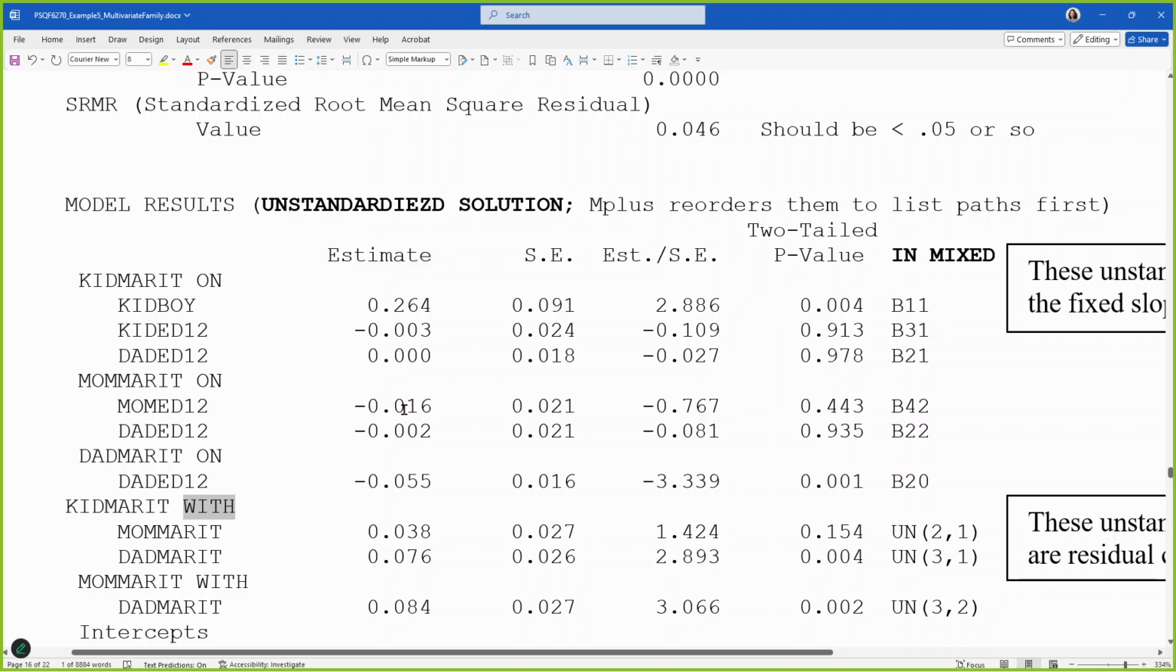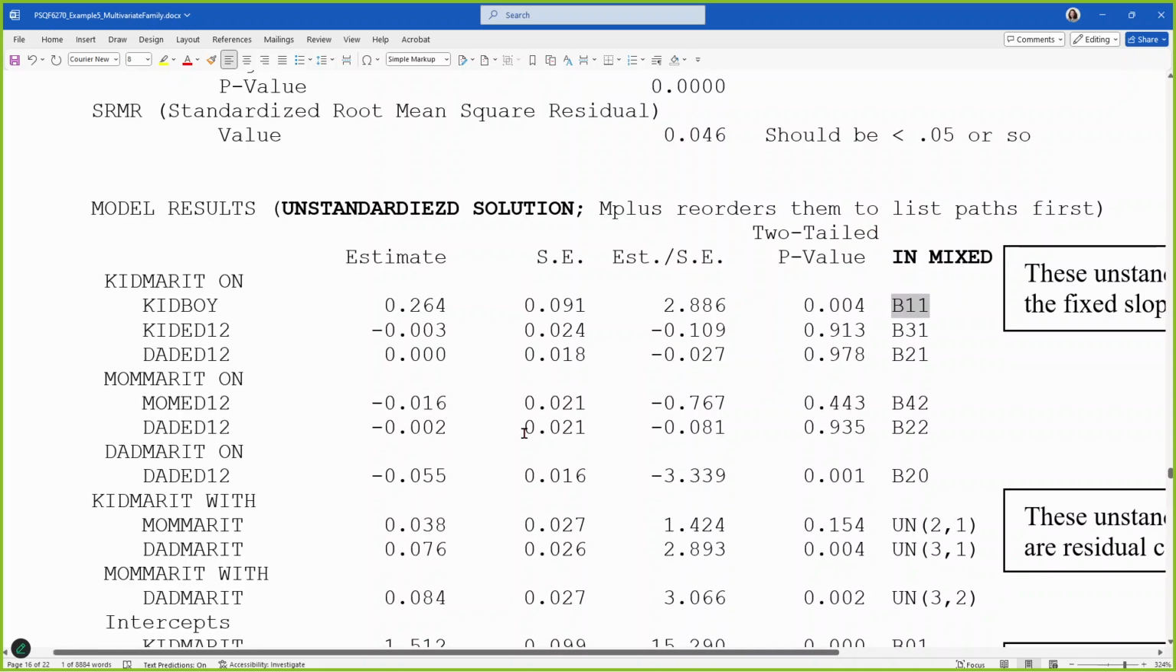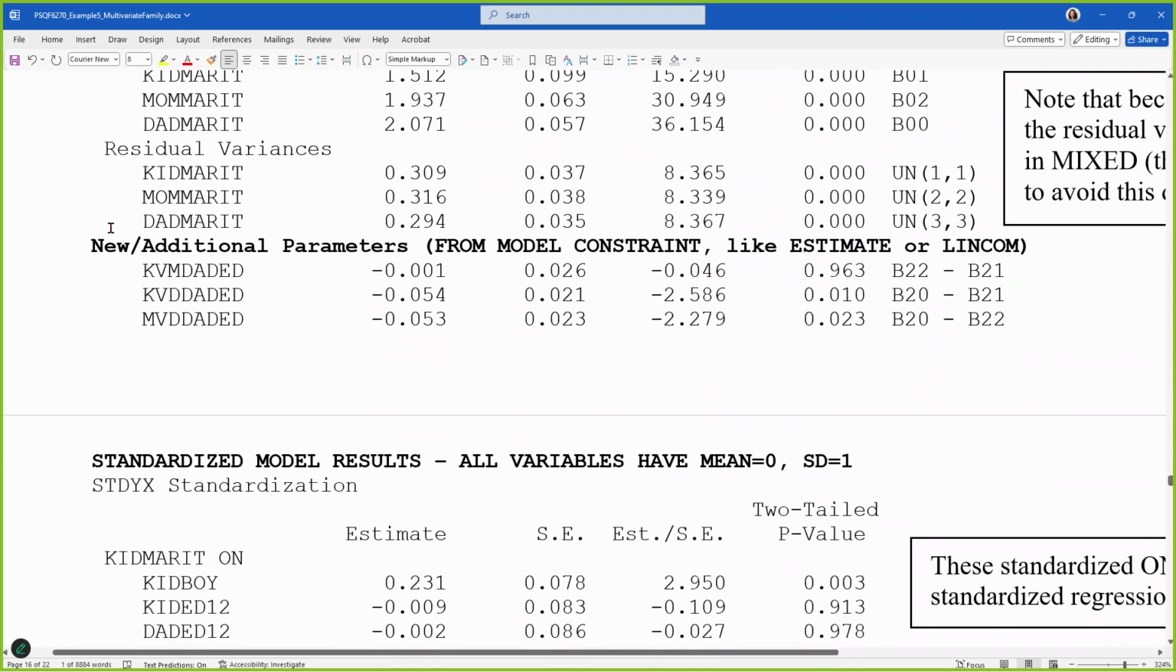And it's estimate in the first column, then standard error. Estimate over standard error, we used to call Z or T, depending on what class you're in. It labels it this way. And then a two-tailed p-value. And this is me trying to help you map which slopes go with which slopes in the equations. Ta-da. And then these are the slope differences I asked for under the new section.